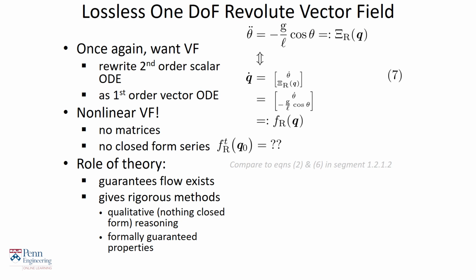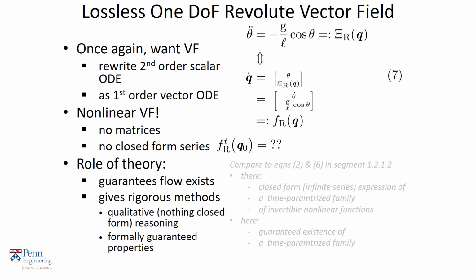I'd like you to compare these equations that we just developed to the analogous equations in the previous segment. In that case, we had a closed form infinite series expression of a time parameterized family of invertible nonlinear functions. But now I'm getting guaranteed existence of a time parameterized family of invertible nonlinear functions that I otherwise can't write down. So please go back and try to review how this situation is similar conceptually and in terms of mathematical guarantees, but not in terms of closed form expressions.